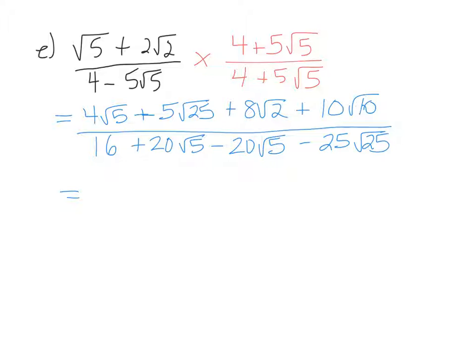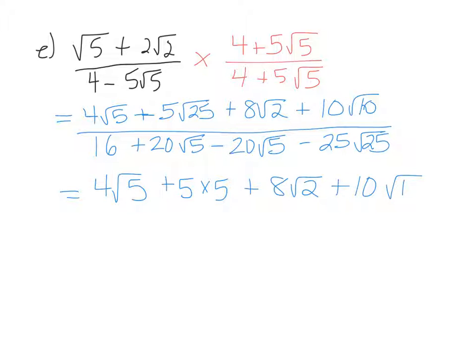That first term, 4 root 5, can't be simplified, so we'll leave it. The second term can be simplified because 25 is a perfect square. So this turns into 5 times 5, or 25. 8 root 2 can't be simplified. 10 root 10 can't be simplified. In the denominator, 16 stays as it is. The two middle terms cancel out, and then we have minus 25 times 5.